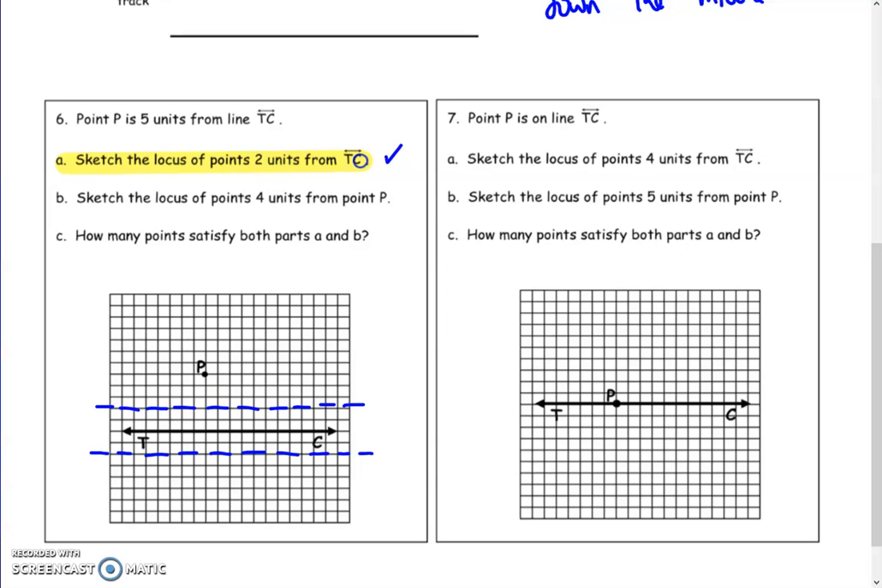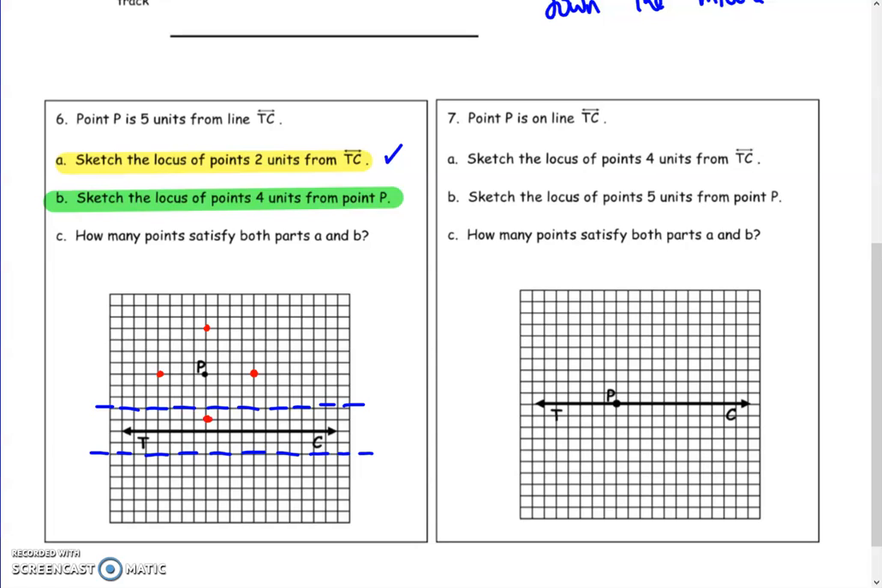Now I want to sketch the locus of points 4 units from point P. So now I'll do this one. From the point, 4 units away. Well, when I give you a point, you draw in a circle. So 1, 2, 3, 4. Remember how we sketch a circle?